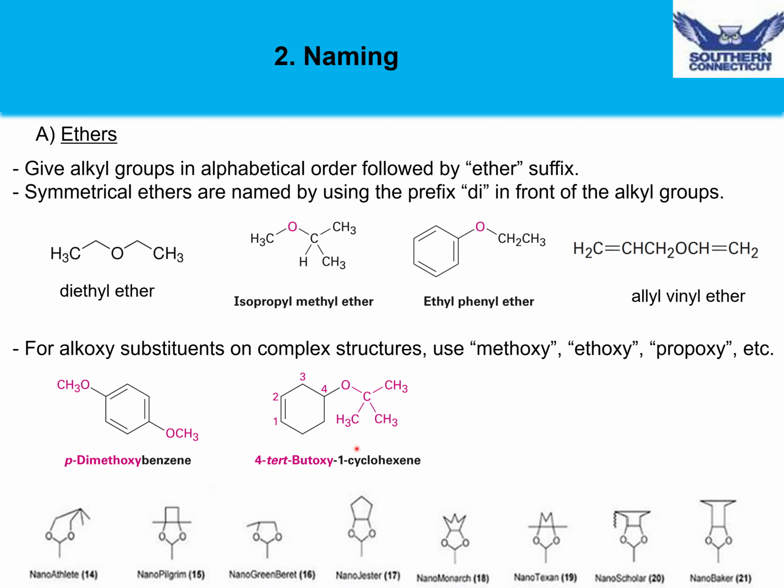In this last example, we have a tert-butoxide group attached to the 4th carbon of this cyclohexene. Note that the double bond is numbered on carbons 1 and 2. That always should be the case. And if we continue in the direction towards the tert-butoxide group, the tert-butoxide group is on the 4th carbon.